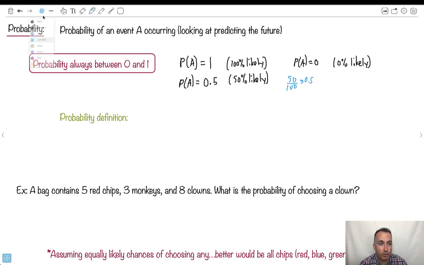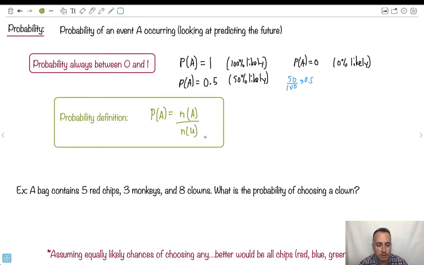Now, how do we formally define the probability? This is in your formula booklet, but it goes like this. Probability of A occurring. How do we actually figure this out? Well, we say it's n(A), I'll explain what this means, over n(U). This is the formal definition. So this is important. This right here you actually get in your formula booklet.